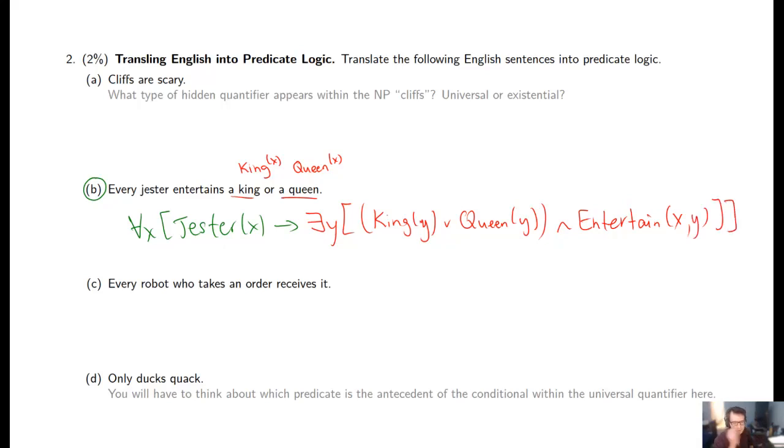Can king and queen be two different variables like king Y and queen Z? Yeah, if you introduce king Y and queen Z, that would be fine. You'd end up with a sentence like every jester entertains a king or every jester entertains a queen, which is slightly different than the interpretation of the sentence given. But it's close enough that with the way that I worded the question unintentionally, I'm okay to give it to you for this one.